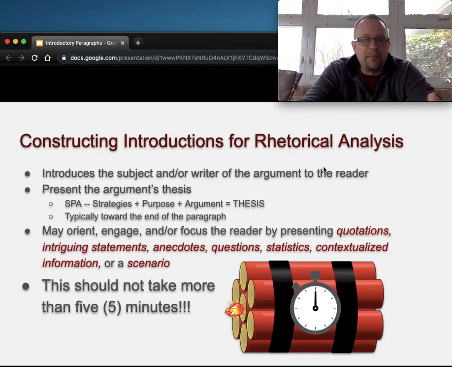So to recap, constructing introductions for rhetorical analysis, you're introducing the subject and or the writer of the argument. You're going to have the argument's thesis, as we mentioned, with the SPA, typically toward the end of the paragraph. It doesn't absolutely have to be the final sentence. This should not take more than 5 minutes because otherwise it's going to detract from everything else that you're doing. But the hope is to really orient, engage, and focus that reader by presenting some of these concepts that we have here, whether it be quotations or anecdotes, or contextualized information. Probably the one that would be easiest or most universal would be that contextualized information that would allow you to see how the passage fits in with the grander scheme of things.